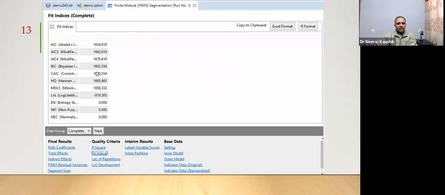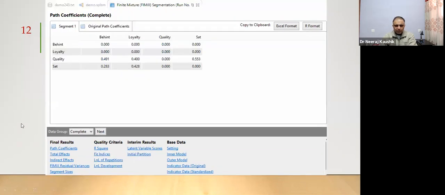Now here, the indices do not mean AIC, BIC, etc. It is not like CFI or GFI, where a high or low value is good. They are comparative indicators. So what we will do is take the fit indices, and there is a segment size. It will tell you how many people are there in every segment. To know how many segments there are in my data, we go for the fit indices.